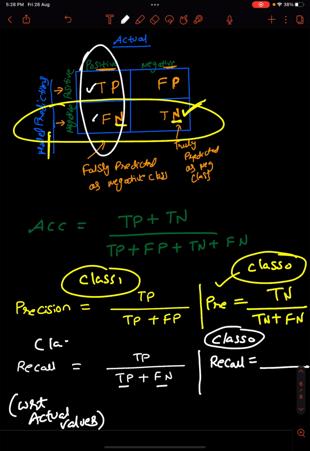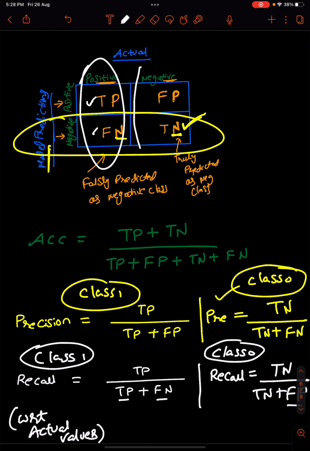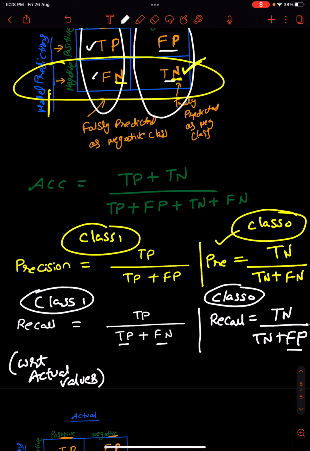This would be with respect to class 1. So recall for class 0 would be the total number of times the model correctly predicted negative out of all the actual negatives. The actual negatives will be true negative plus false positive. False positive means falsely predicted as positive, which means actually negative. So the total negatives will be true negative plus false positive. This is the recall for class 0, that is the negative class, and this is the recall for class 1, that is the positive class.